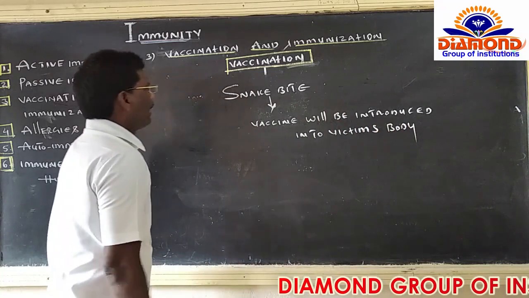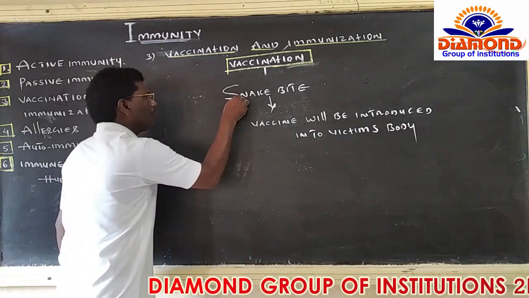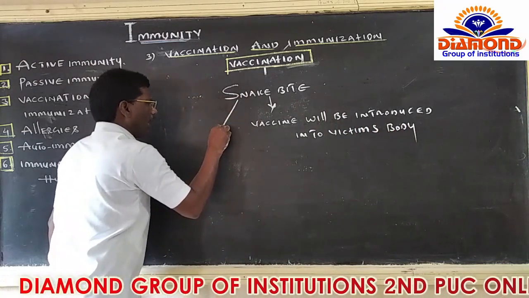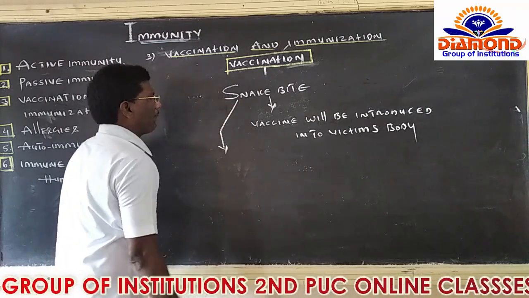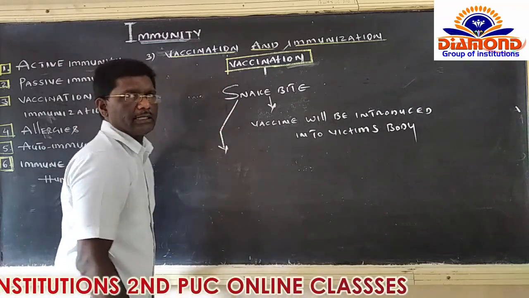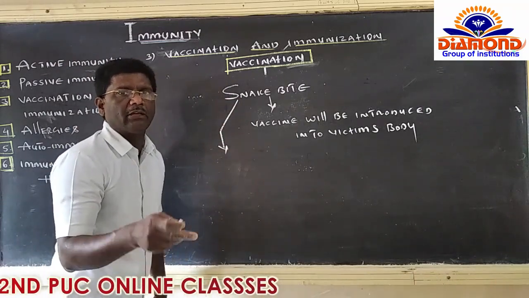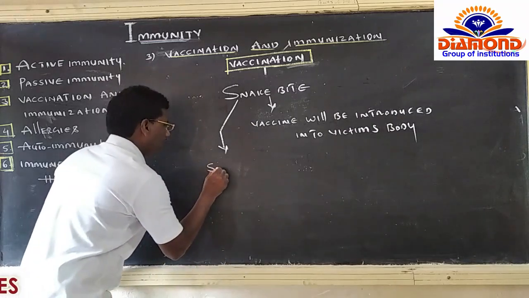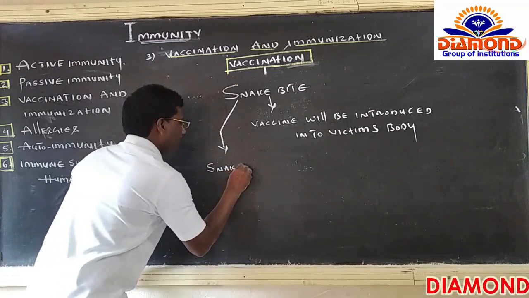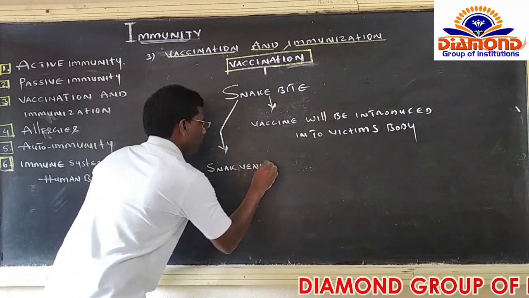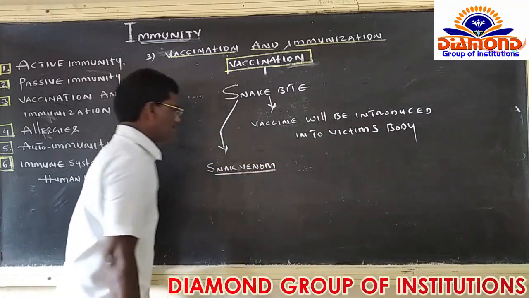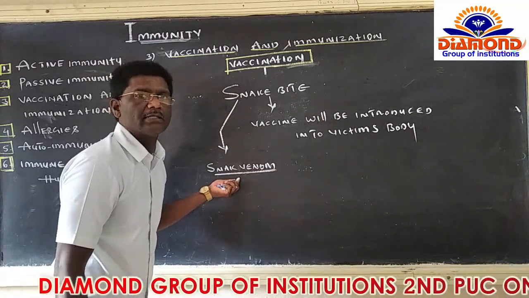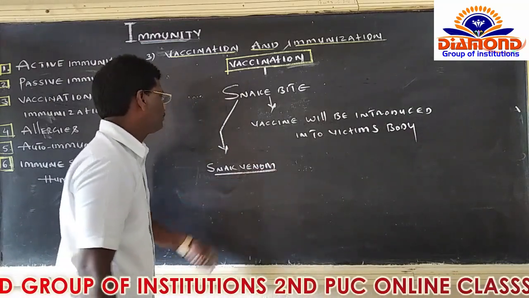Actually, when a snake bite happens, what is going to happen inside the human being's body? Snake venom will be injected by the snake. So I can write here, snake venom. Venom means the toxic substance of a snake, right?